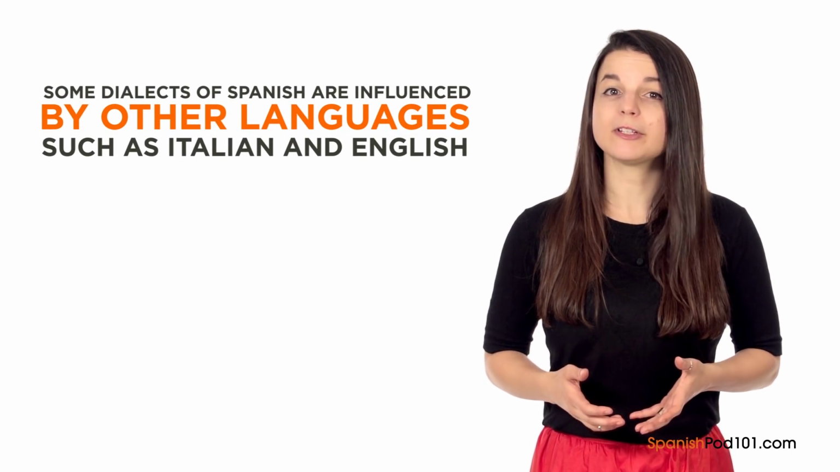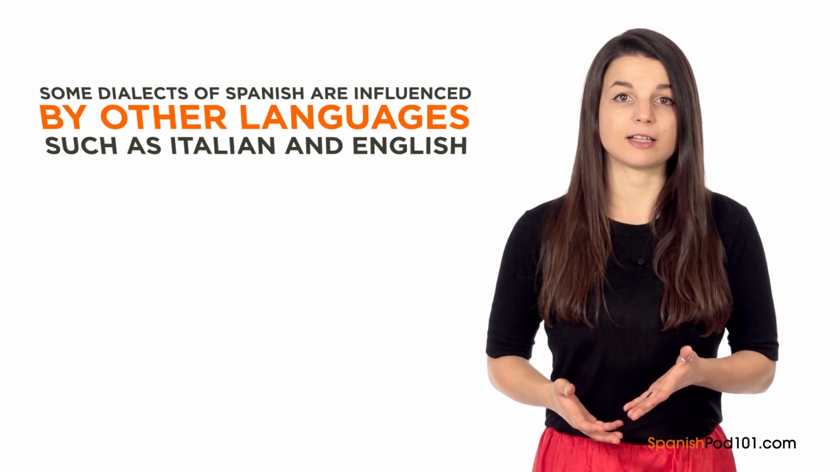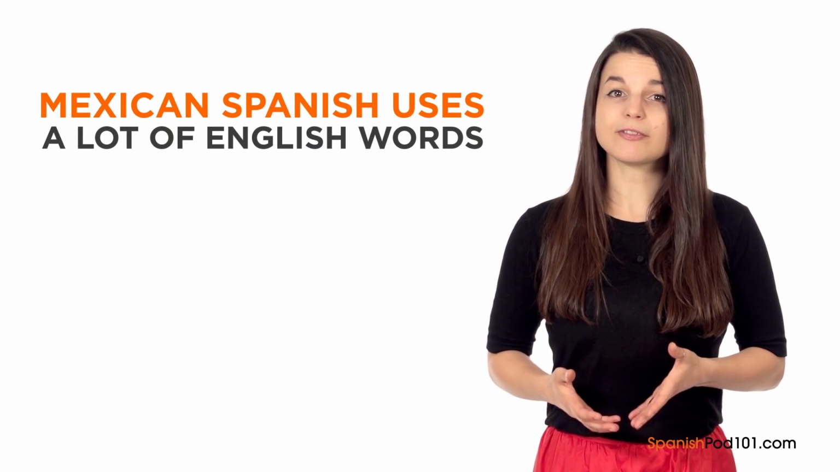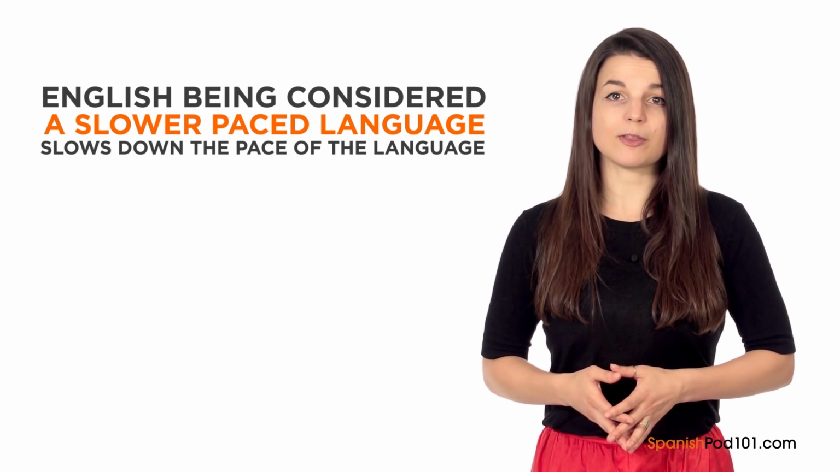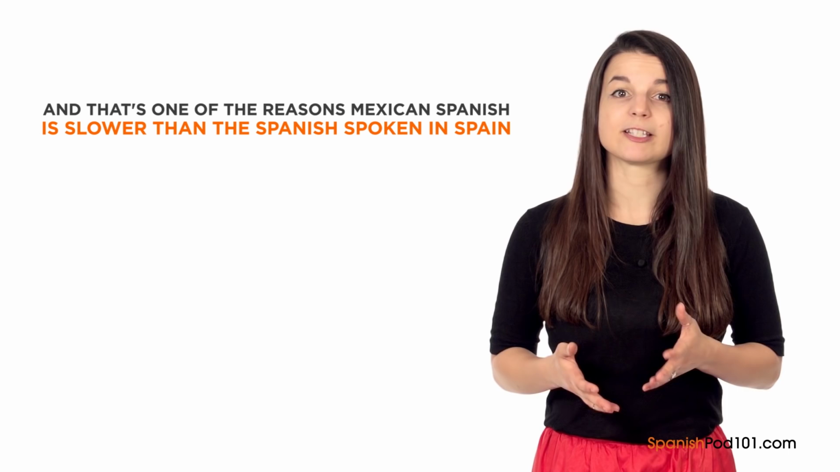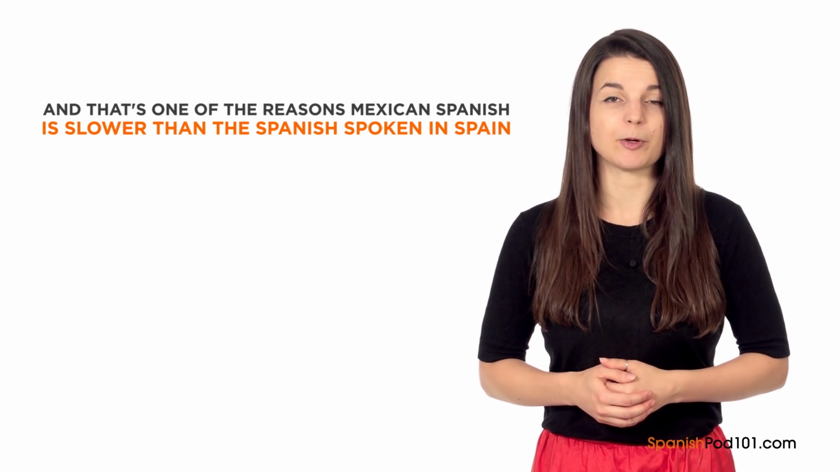We also mentioned before that some dialects of Spanish are influenced by other languages, such as Italian and English. Mexican Spanish uses a lot of English words, and English, being considered a slower-paced language, slows down the pace of the language. And that's one of the reasons Mexican Spanish is slower than the Spanish spoken in Spain. The pace of Spanish, then, depends greatly on the dialect of Spanish.